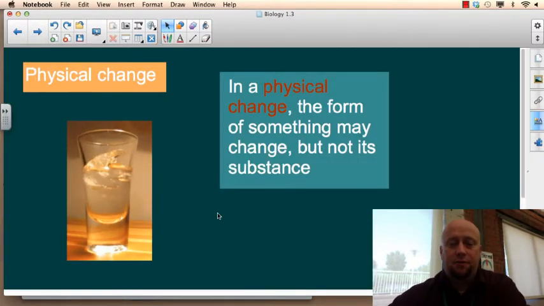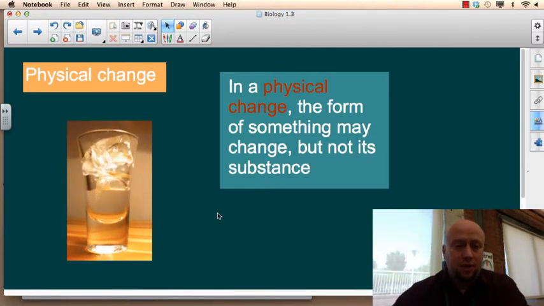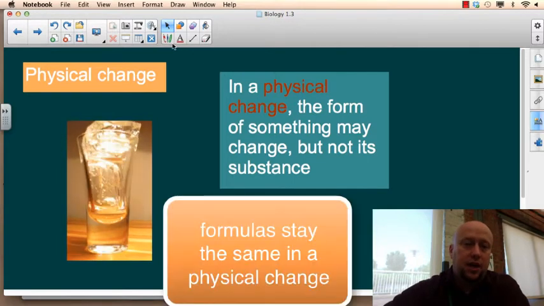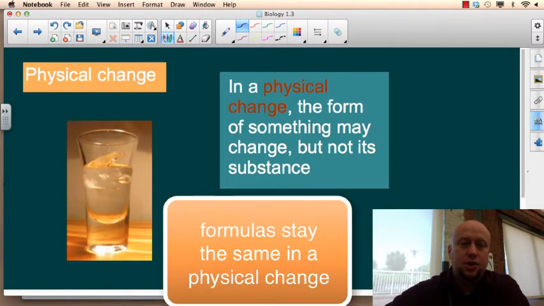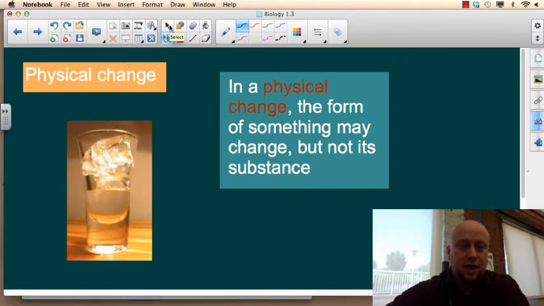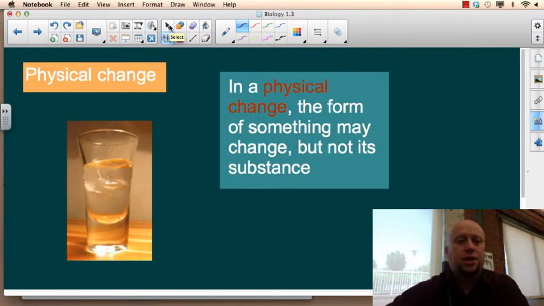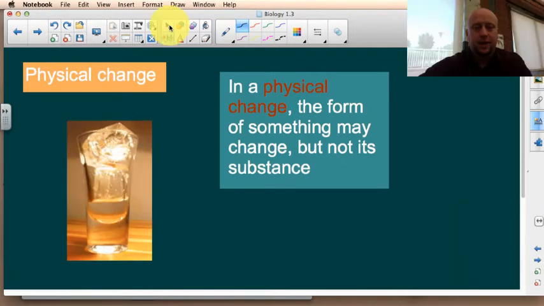Now that's different than a physical change, because in a physical change, the form of something is changing, but it's not changing what it actually is. So in this case here, we've got ice melting, and so it's water at the beginning, and it's water at the end again. So there's no real change in its actual substance. Its form is changing, but it's not changing what it is. This is true if we break something or cut something into smaller pieces. It doesn't change its substance, it just changes the form that it's in.